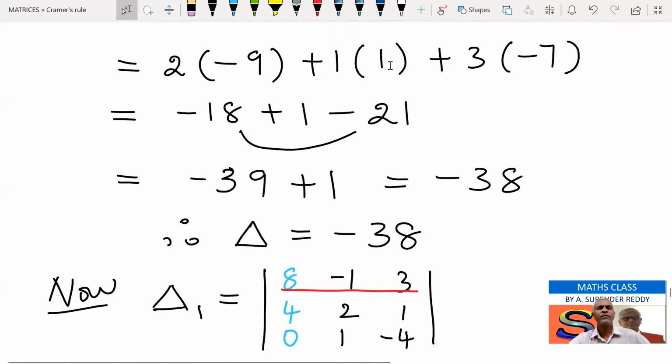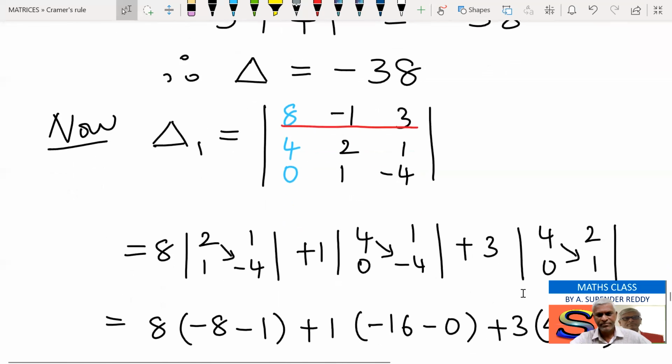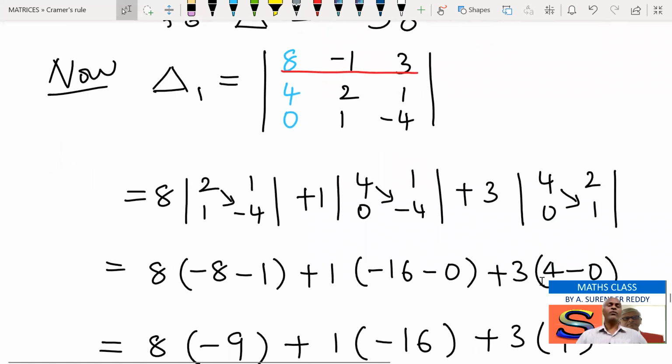2 into minus 9, minus 18, 1 into 1. 3 into minus 7, minus 21. Minus 18, minus 21, minus 39 plus 1 is minus 38. This is delta. Next, delta 1.